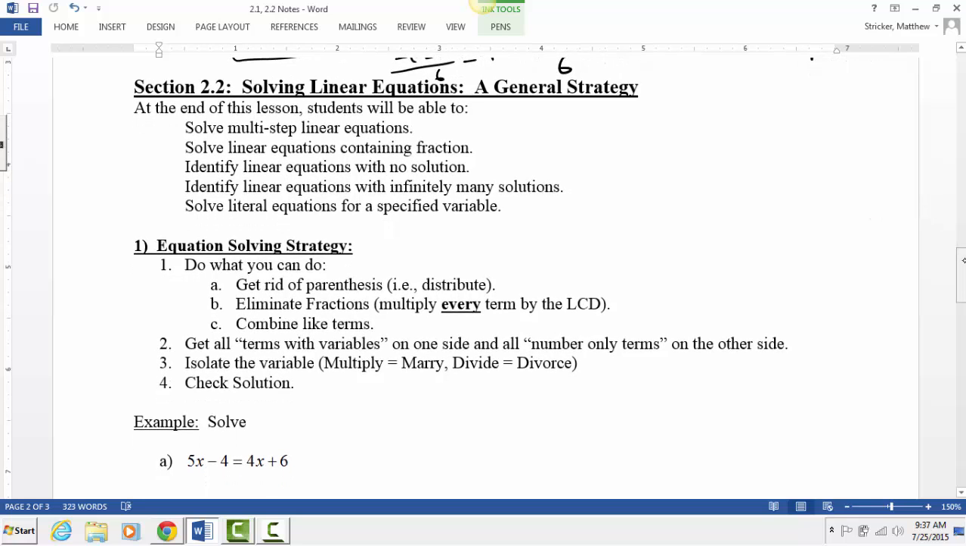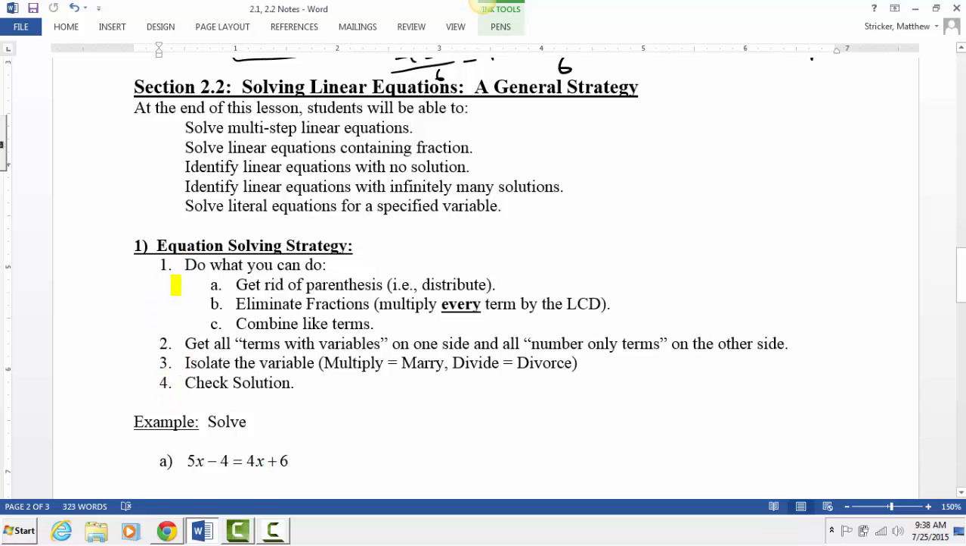Now we're going to go ahead and move on to some more complicated equations. We're still talking about linear equations in this section, but now we're going to talk about equations that require more than one step. And so I have a solving strategy here that hopefully you will get used to as the semester goes on. We're going to talk about it a lot over and over again. I like to talk about 4 steps here.